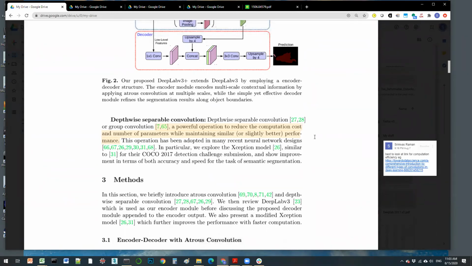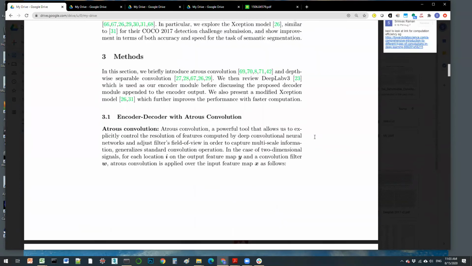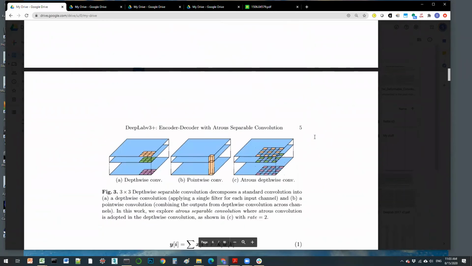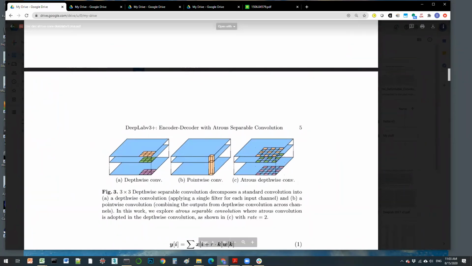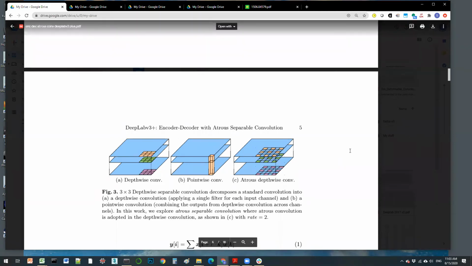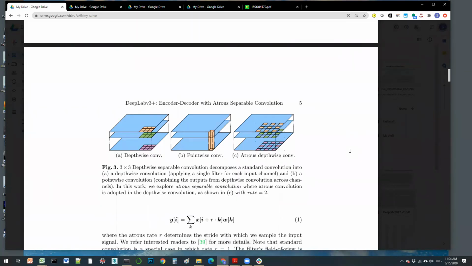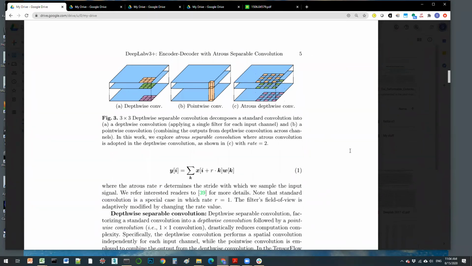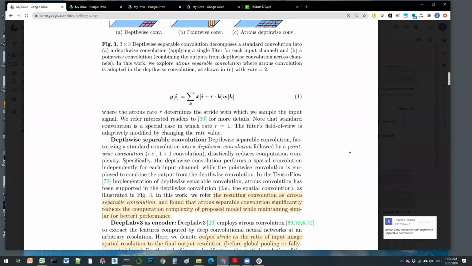Okay, so let's keep moving. Depth-wise separable, and then encoder decoder with atrous convolution. This is where they talk about atrous depth-wise. So this is fairly easy to understand. It's just a combination of depth-wise separable convolution and atrous convolution. Because the two are orthogonal in a sense, they can be combined. So you just apply atrous convolution, but you do it depth-wise separable, so you do it per channel. And that's what they are doing in this paper.